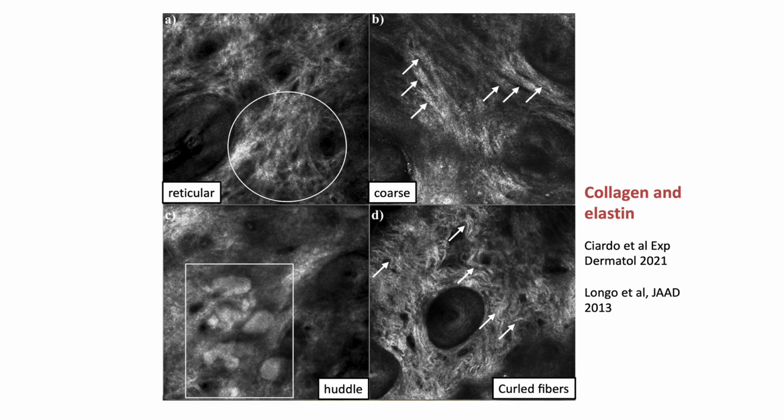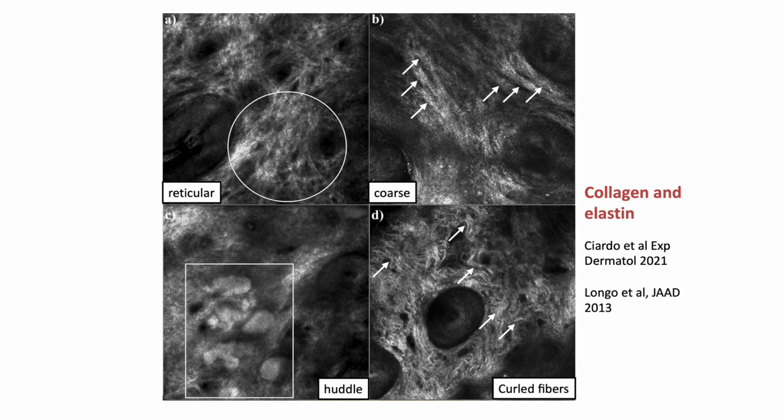So, with confocal microscopy, we can also observe the dermal compartment, and in this case, Longo et al. described in 2013 for the first time the presence of different collagen types: the reticular, which is usually represented in young skin, the coarse, which is represented in older skin, as well as the huddle, and then the curled fibers.